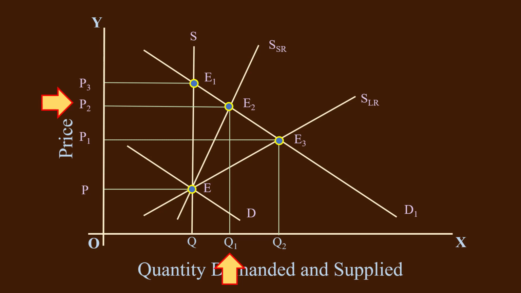Price behavior during the three periods shall be summarized as: market period price is very high because market period supply is perfectly inelastic. Short period price is less than that of market period price because short-run supply curve is relatively inelastic. Long period price is less than that of short period price because long-run supply curve is relatively elastic.